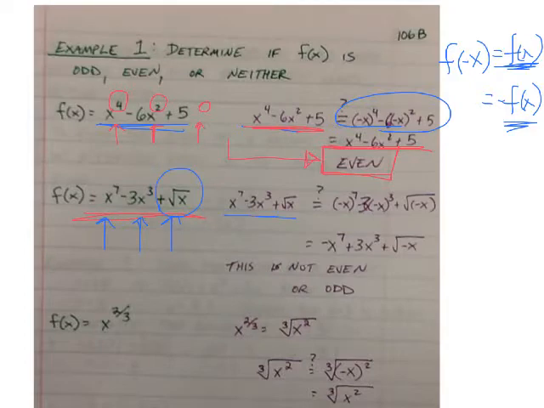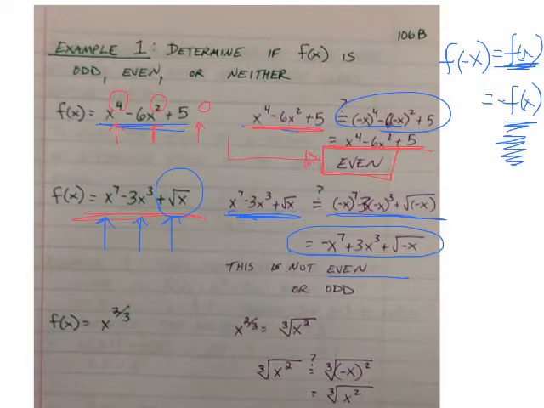Take the function, we see if f of negative x is equal to the original function, and we find that it does not equal it, so we know it's not even, and in fact it's also not the same as if we put a negative value in front of it. If we did that, we would have negative x to the 7th plus 3x cubed minus root x, which is just slightly different than what we found. So it is neither odd nor even.